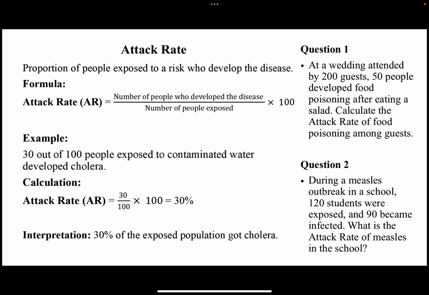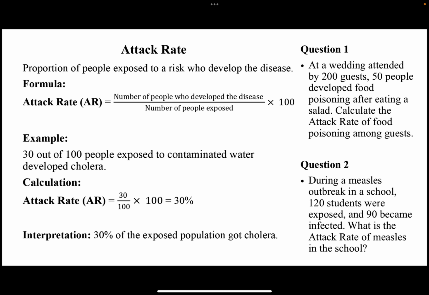In calculating attack rate, we always express the answer as a percentage. The formula for attack rate is the number of people who developed the disease over the total number of people who were exposed to the disease. Then you multiply by 100.